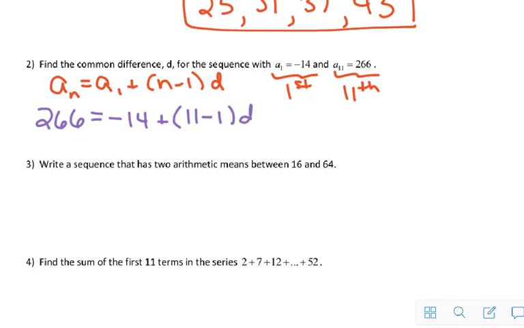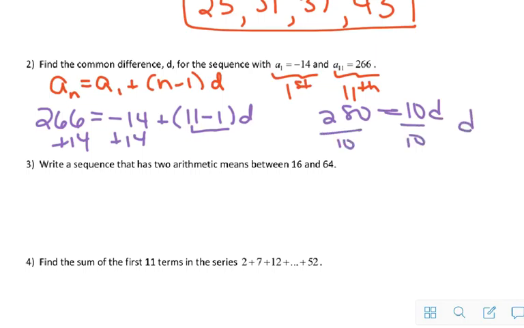Remember, this is just an algebra problem. These are not like terms and cannot be combined. So first I would add 14 to the other side. So I would get 280 is equal to 10d. And then I would divide by 10 and find out that the common difference is 28. In other words, if I start at negative 14 and I keep adding 28, when I get to the 11th term, it'll be 266.